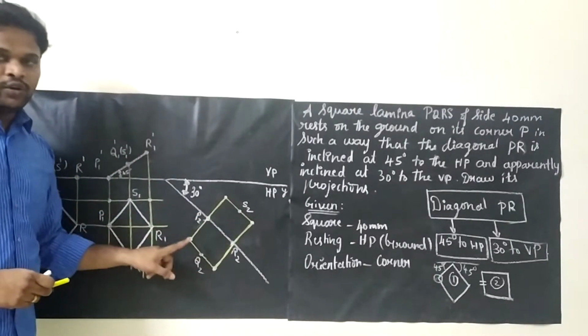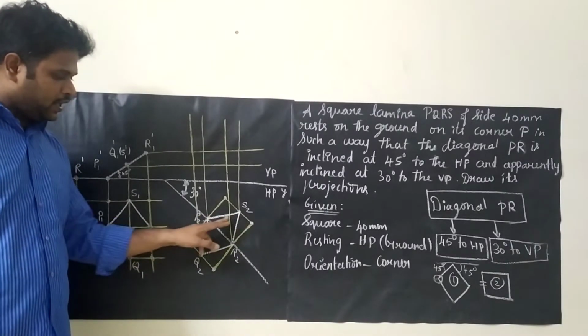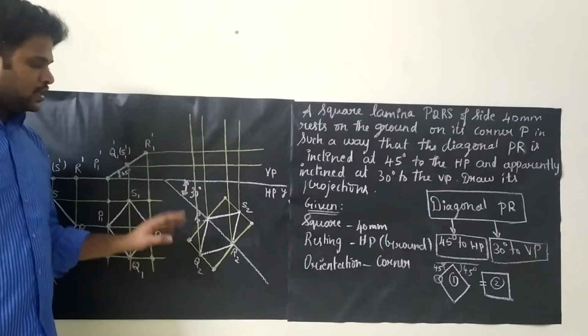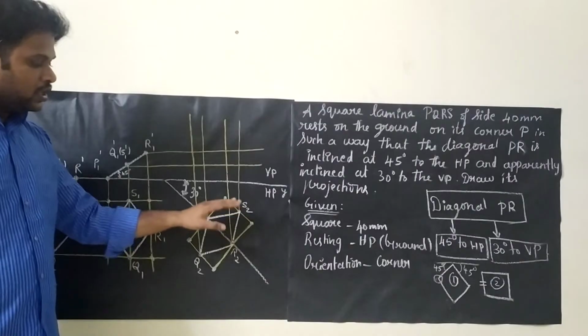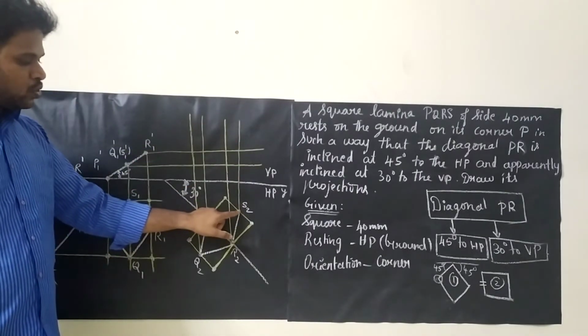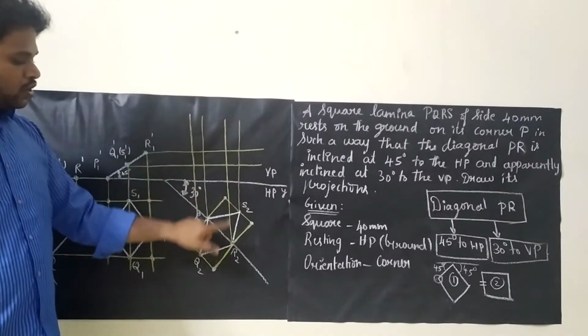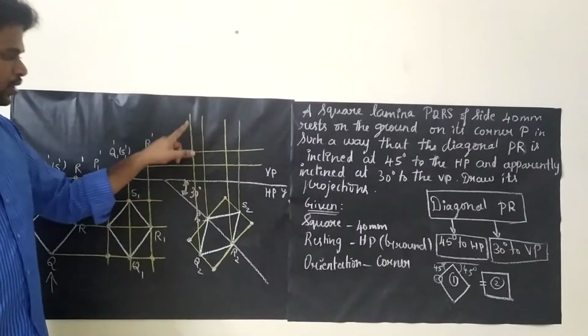So now we got all the 4 corners, 1, 2, 3, 4. Just join all the 4 corners so that you will be getting a square rhombus like this. Then what we will do, we are having 4 corners. Just try to extend all the 4 corners vertically above. S2, you have to extend that line vertically above. R2 you have to extend, P2 you have to extend, and Q2 you have to extend like this.